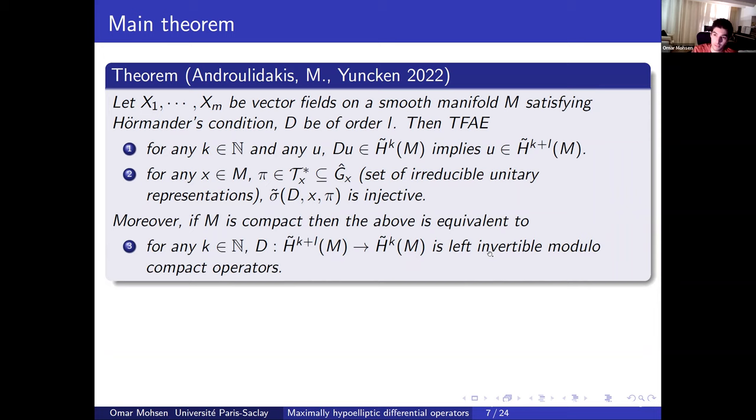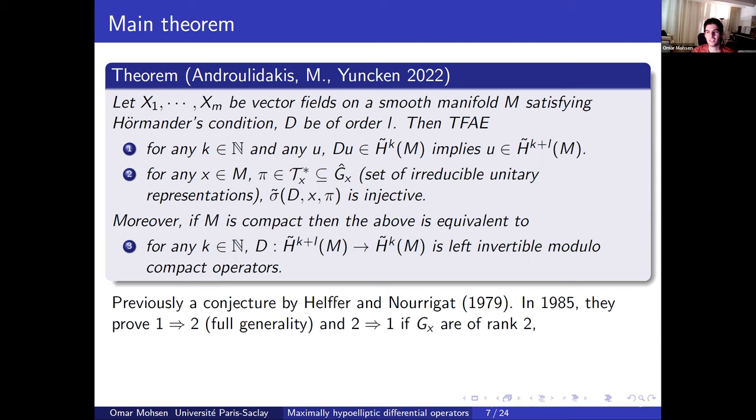This is because the group is not commutative. So left invertibility is not the same thing as right invertibility. So that's one of the points where this theory diverges from elliptic operators. Okay, this was a conjecture by Helffer and Nourrigat from '79. In '85, they published a book on maximally hypoelliptic differential operators. Operators which satisfy this theorem, we call them maximally hypoelliptic, which is, of course, a class much bigger than elliptic operators.